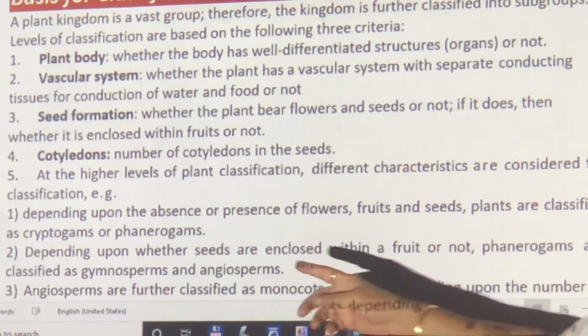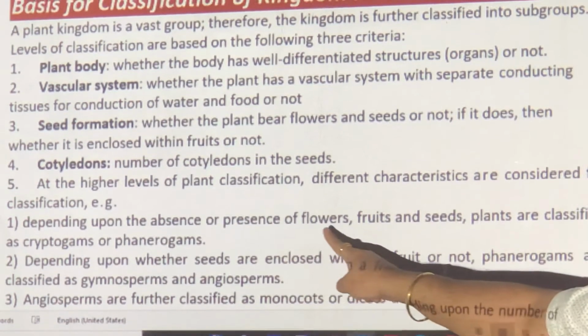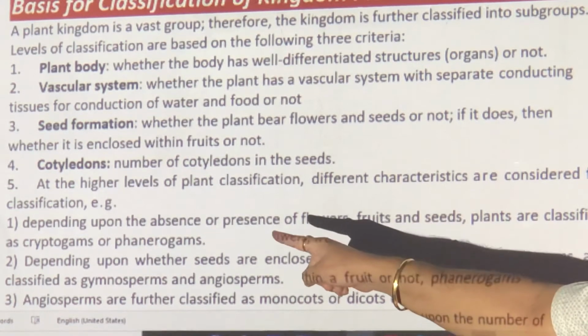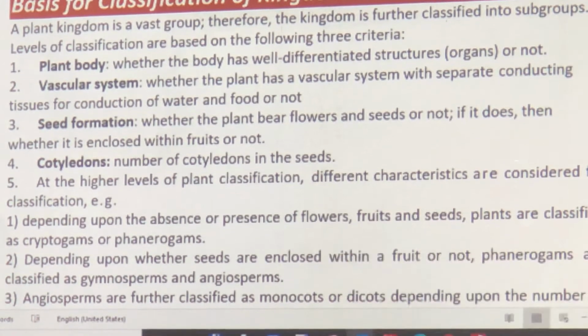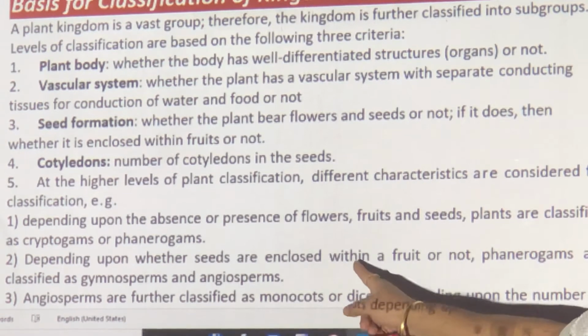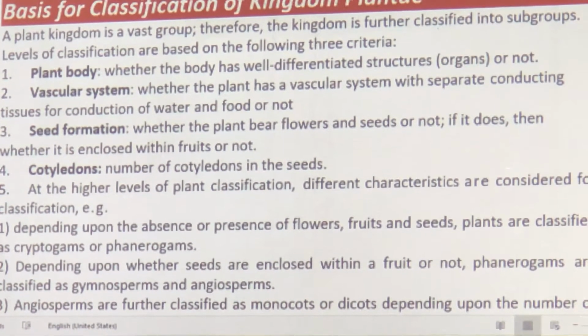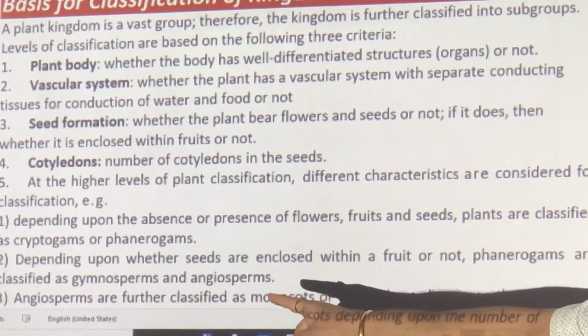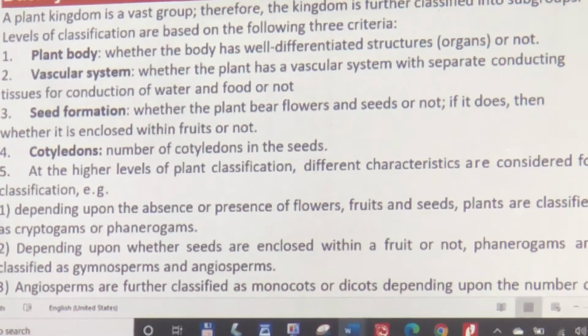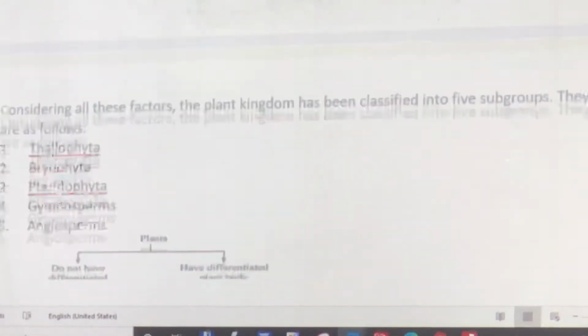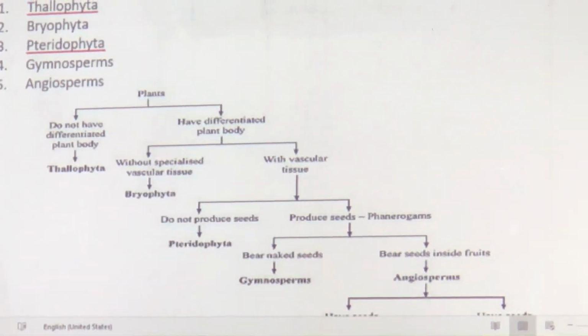Now, using this we will see if flowers are present or absent, we will call them cryptogams and phanerogams. If seeds have fruit or no fruits, we will call them gymnosperms or angiosperms. And if they have 1 cotyledon or 2 cotyledons, we will call them monocots or dicots. This is what we are going to use now in the chapter to classify.